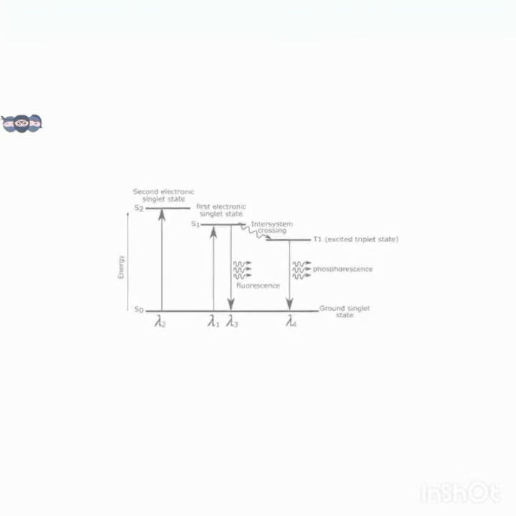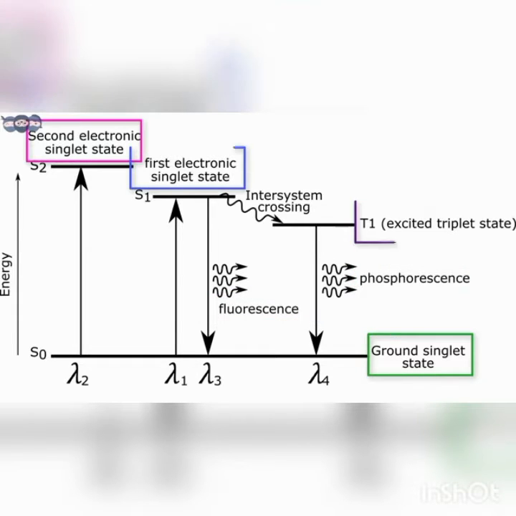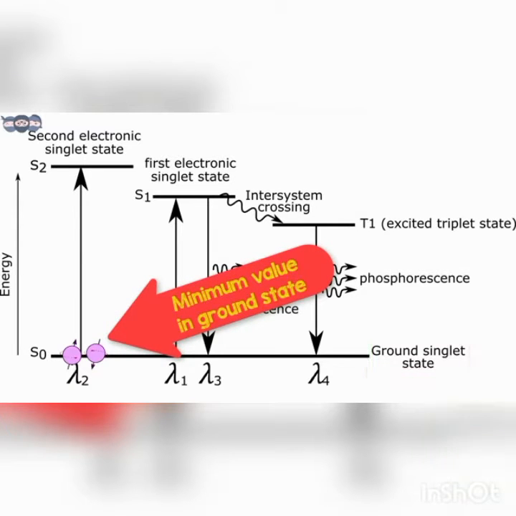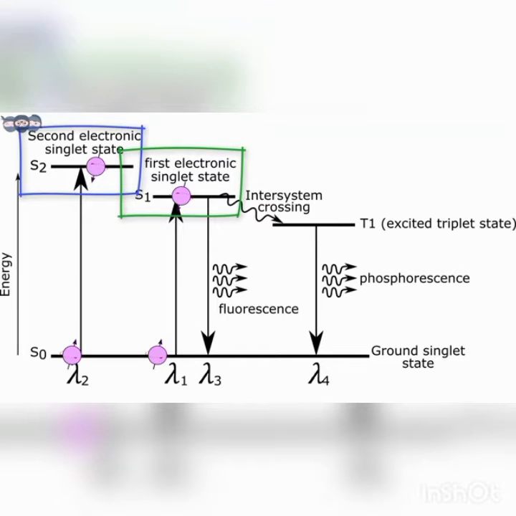Looking at the energy level diagram, we can try to understand the basics of fluorescence and phosphorescence. As seen in the diagram, there are different energy states. In the ground state of a molecule, the molecular energy is constant and possesses a minimum value. When external radiation or EMR falls on the molecule and is absorbed, an electronic transition takes place to a higher state, like the second electronic singlet state and first electronic singlet state depicted in the diagram.